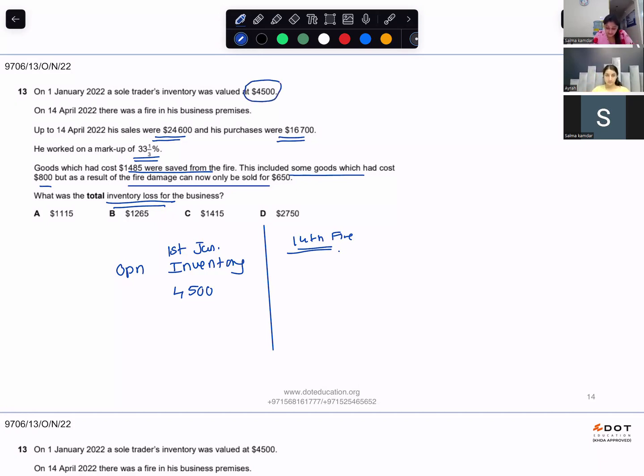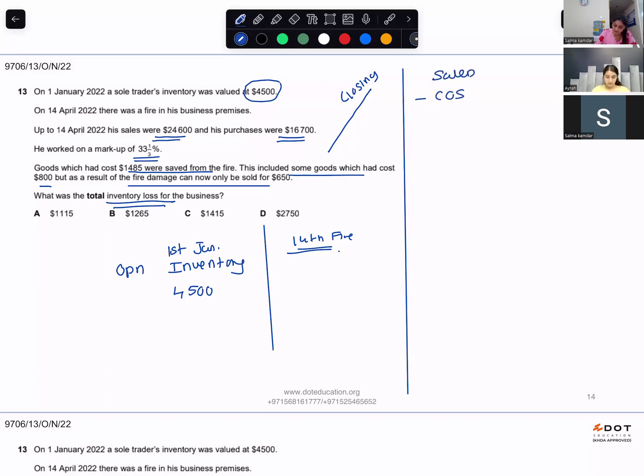This was there with you. Then you purchase something. So if I have the amount of closing inventory, I would know the stock that is in the godown on the date of fire. Then I can find out what is the inventory loss for the business. So if I find my closing inventory, that is the stock on date of fire, I will then be able to figure out what is the loss of inventory.